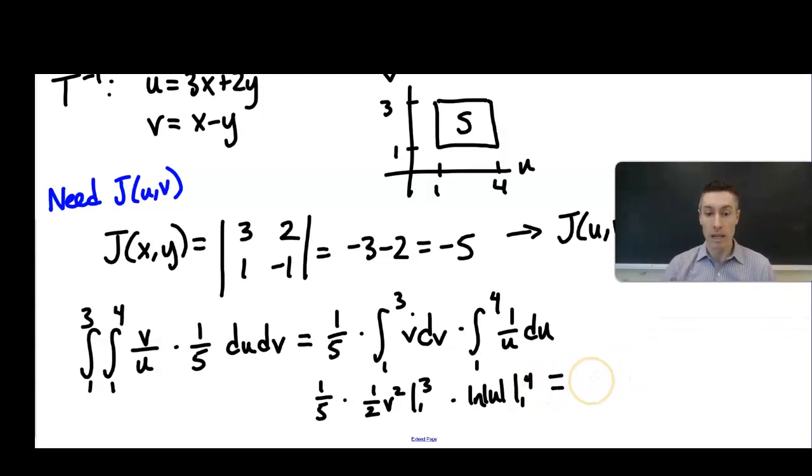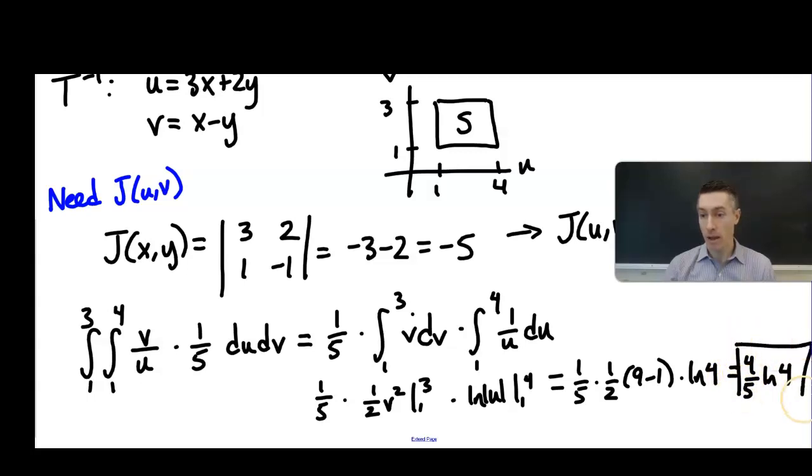So that's going to be equal to 1/5 times 1/2, 9 minus 1, times natural log of 4 minus natural log of 1, which is 0. So let's see, we have 8 times 1/2, so that's 4. So we have 4 over 5 natural log of 4. All right, so that one was worth doing, as it wasn't really too long once we got to the stage of integrating in terms of u and v.